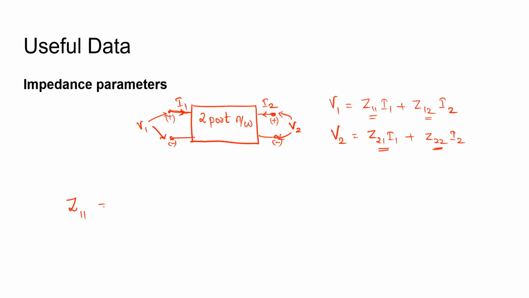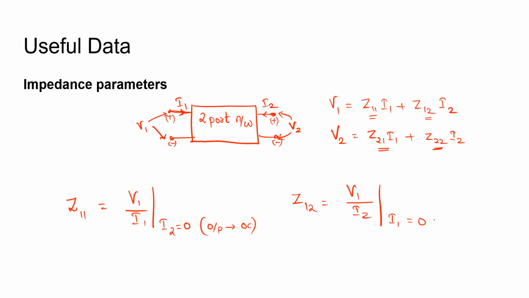The input impedance Z11 is given by the ratio of V1 by I1 when I2 is 0, or when the output port is open circuited. Similarly, Z12 is equal to V1 divided by I2 when the input port is open circuited. Therefore, I1 is equal to 0 when the input port is open circuited. Similarly, Z21 will be V2 divided by I1 when I2 is 0. So again we are open circuiting the output port.